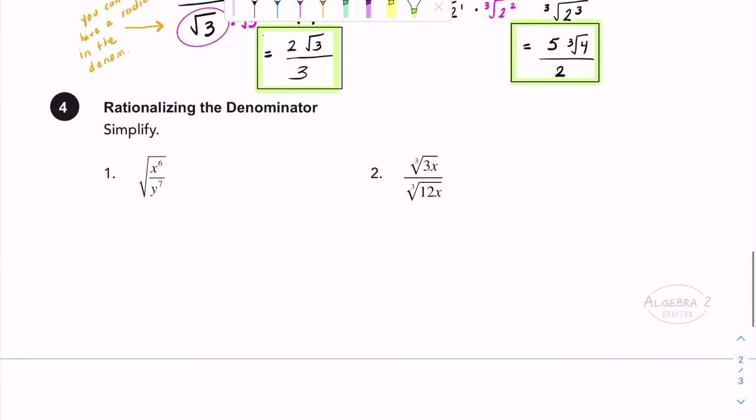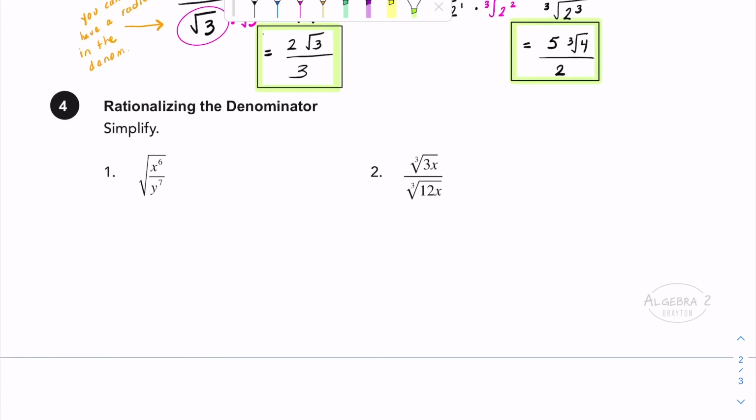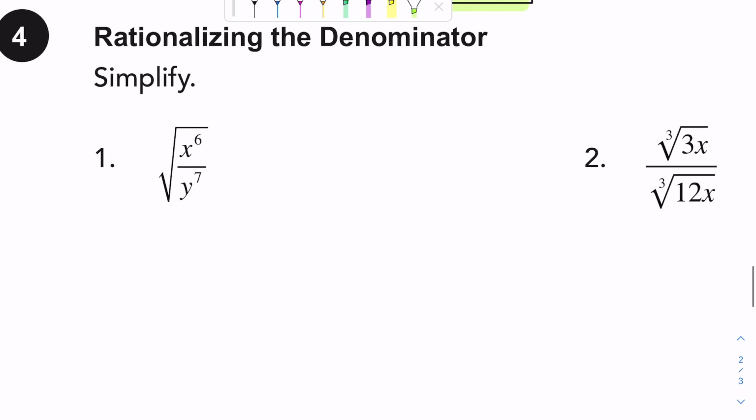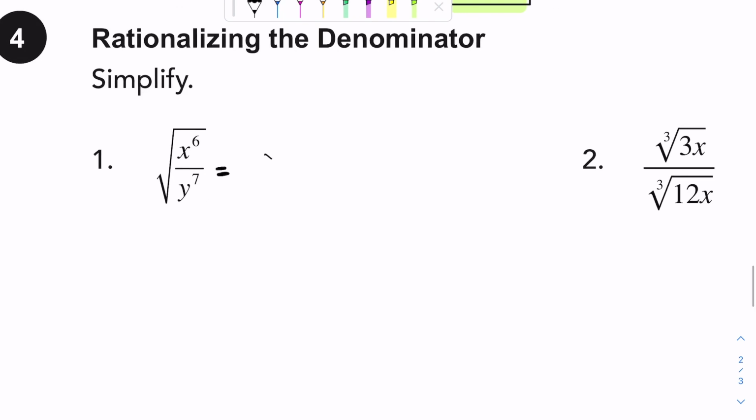All right, for the next section, we're just doing some more examples of these. Number 1, we have x to the 6th divided by y to the 7th. We can't simplify because one's a variable of x, one's a variable of y. Break this apart to the square root of x to the 6th divided by the square root of y to the 7th. We need to rationalize.